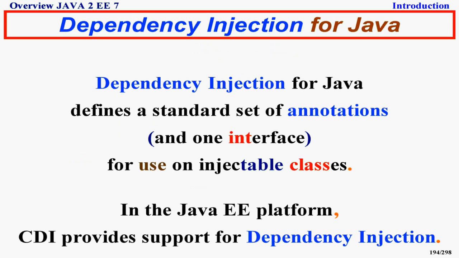Dependency Injection for Java. Dependency Injection for Java defines a standard set of annotations and one interface for use on injectable classes.